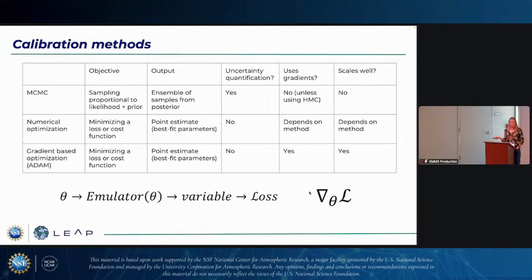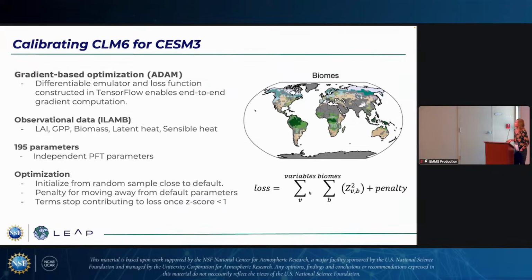And if you construct your loss function in a differentiable framework as well, you actually have a full gradient from the input parameter set to the loss. And so you can backpropagate that gradient. And that allows us to calibrate a lot of parameters simultaneously, and it converges really quickly. And it's really simple. So this is the method we're taking.